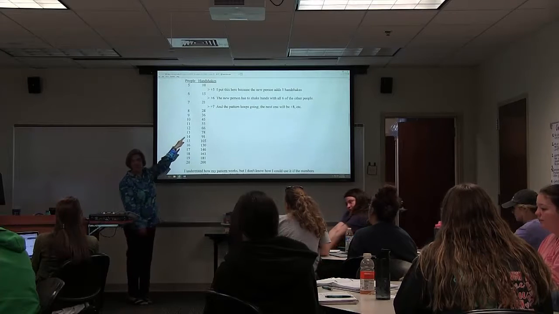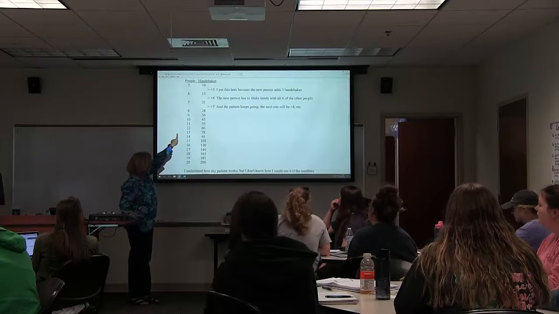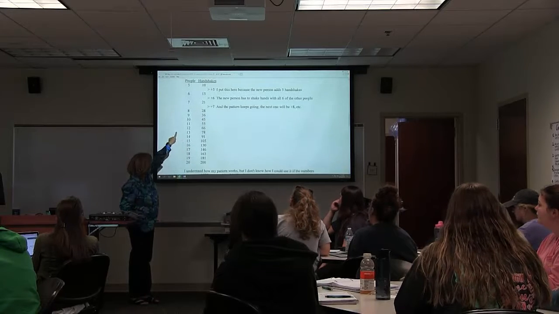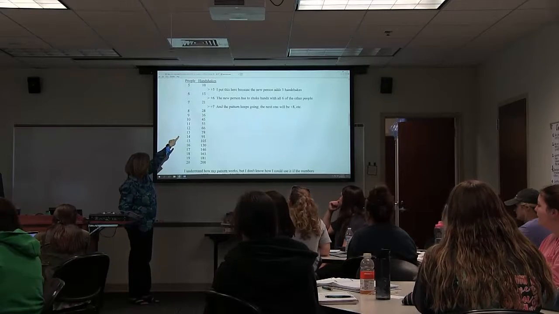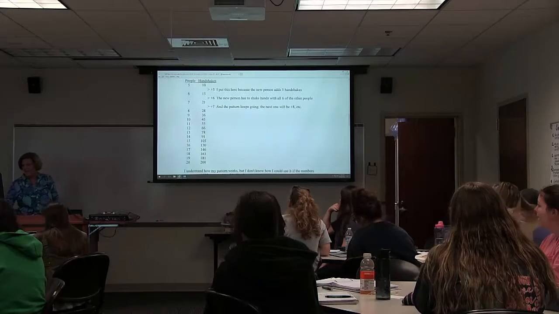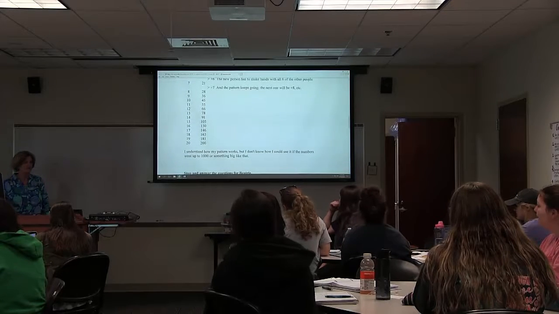And what she started looks very similar to what Justin was doing, right? Finding the difference. I put this one here because the new person adds 5 handshakes. And she starts to notice, oh, it's a difference of 5, 6, 7, and so forth. I understand how my pattern works, but I don't know how I could use it if the numbers went up to 1,000.